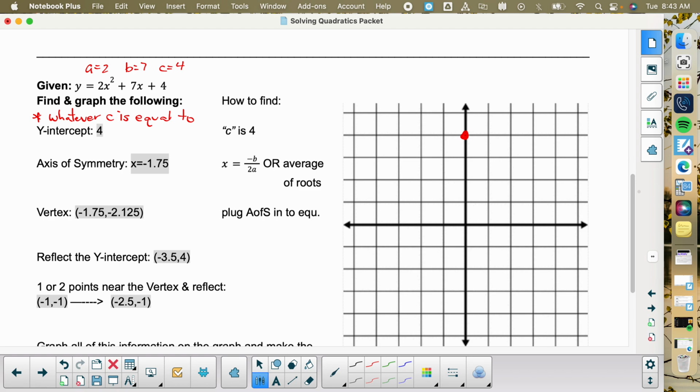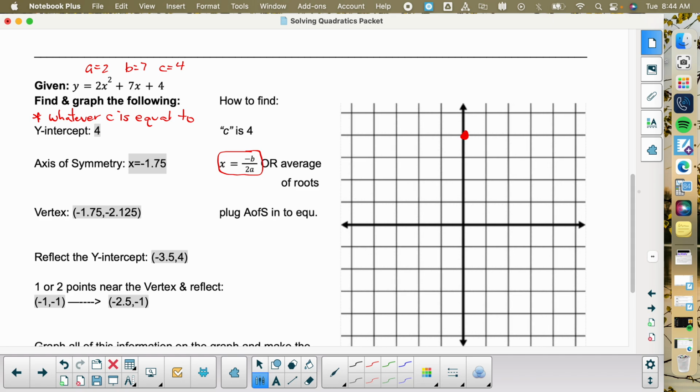Now the axis of symmetry is going to be the first thing that's going to take us some work to find the answer for. We never had to do that before. We basically just looked at Desmos or looked at our table and knew where it was. The formula is written right here. That's how you're supposed to find the axis of symmetry.